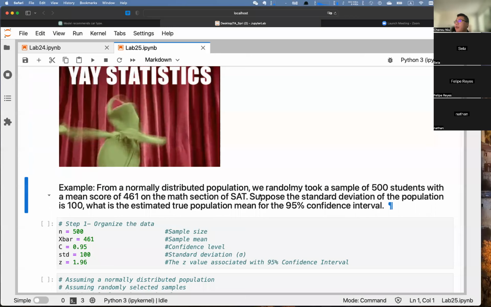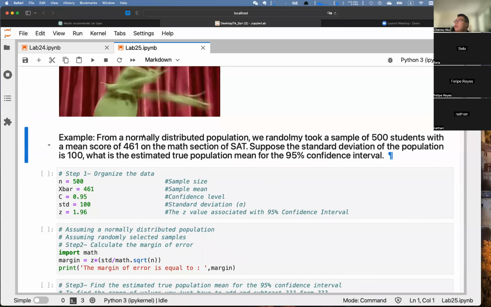learn from a concrete example. In the first example, from a normally distributed population, we randomly took a sample of 500 students with a mean value of 461 on the math section of the SAT. Suppose the standard deviation of the population is 100. So what is the estimated true population mean for a 95% confidence interval?